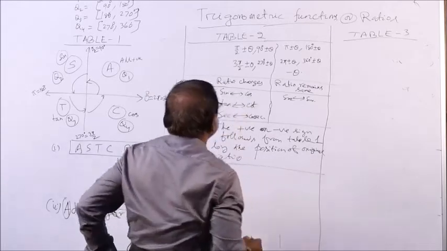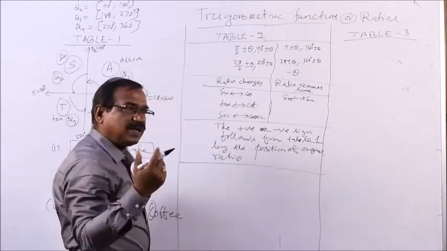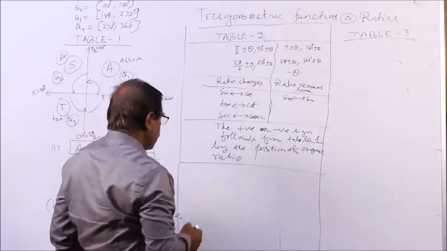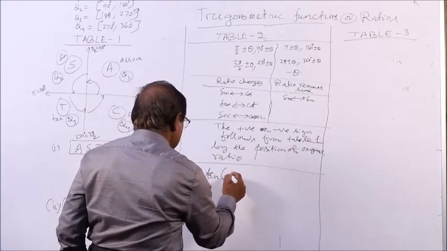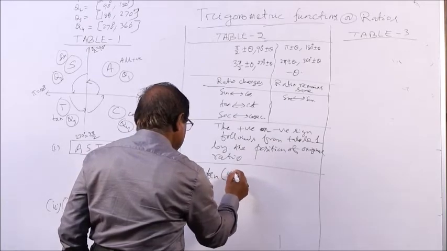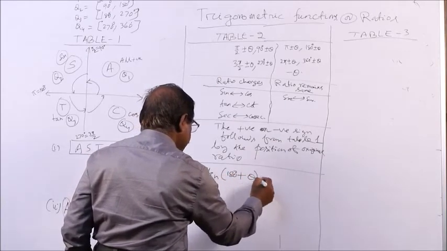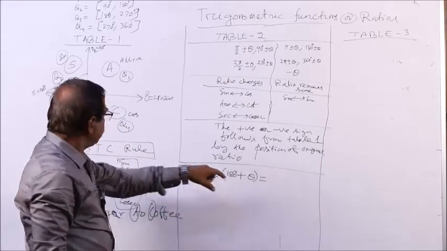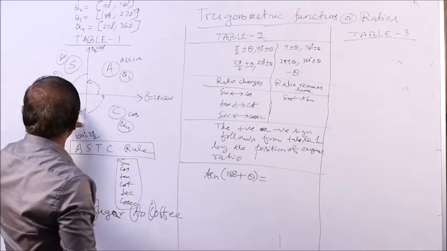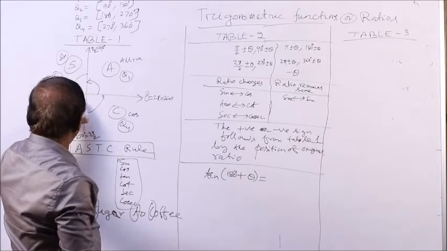You see, suppose somebody asks you what is tan 180 plus theta. You first see this 180 plus theta, this is 180 plus theta, you come to this third quadrant. Okay.